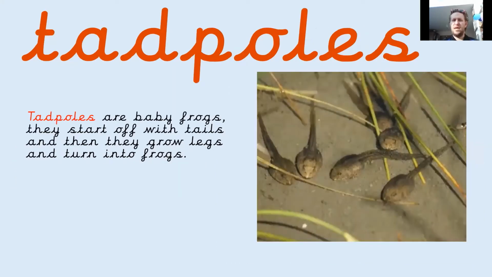These little animals here are tadpoles. Tadpoles are baby frogs. They start off with long tails and then they start to grow their legs and turn into frogs. Have a look when you go next past a pond and see if you can spot any tadpoles.